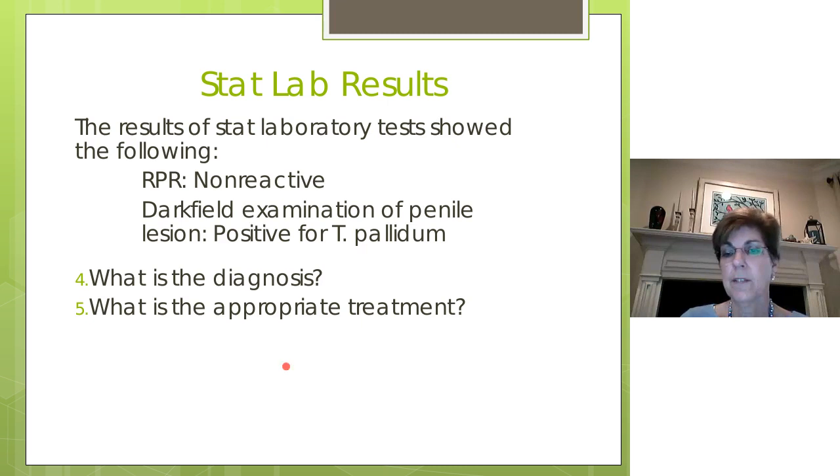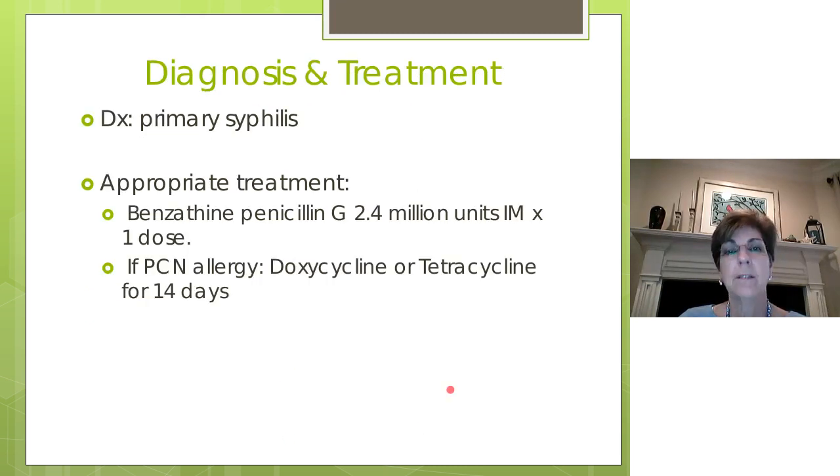Penicillin. Okay. So the primary diagnosis is primary syphilis. The appropriate treatment is penicillin G, 2.4 million units IM times 1. If there's a penicillin allergy, doxycycline or tetracycline for 14 days. When does this allergy treatment change? Under what circumstances? Pregnancy. What do you do if they're pregnant?